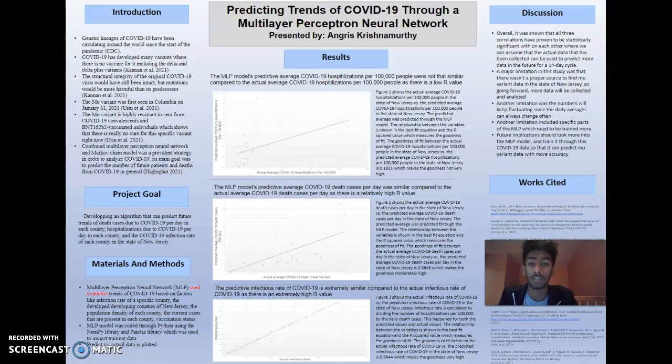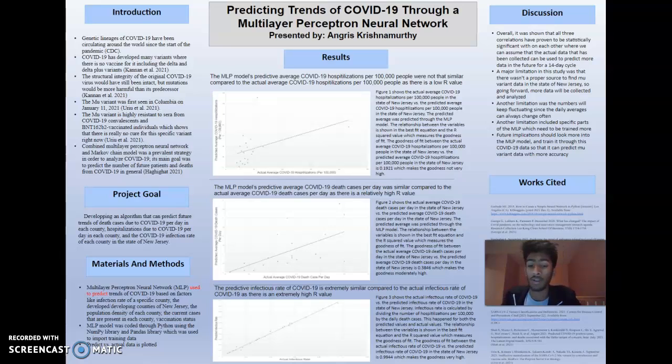In the results section, the first result shows that the multi-layer perceptron neural network model's predicted average COVID-19 hospitalizations per 100,000 people were not very similar to the actual average of COVID-19 hospitalizations per 100,000 people, as there is a low R value. In this case, the R squared value is 0.1921, and the R squared value measures the goodness of fit. Since the R squared value is relatively small, the goodness of fit of this model is not very high.